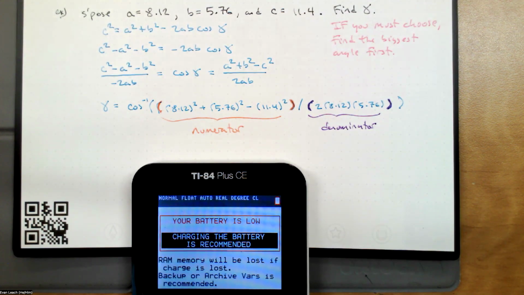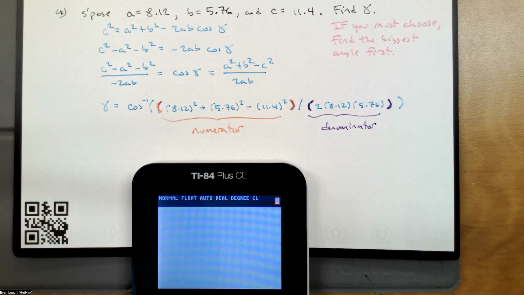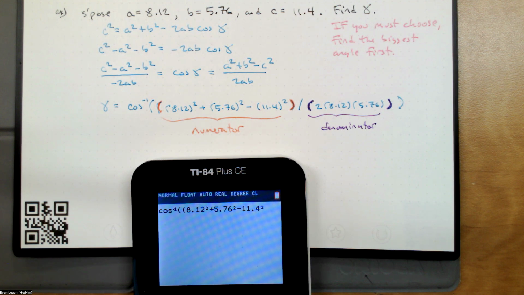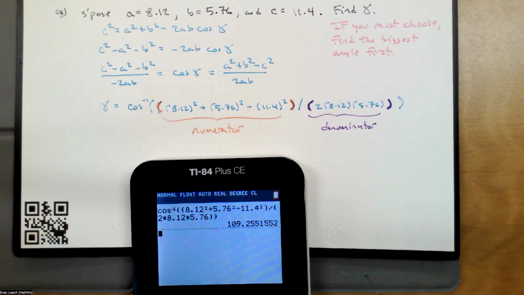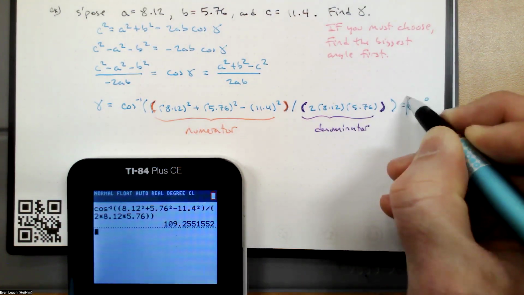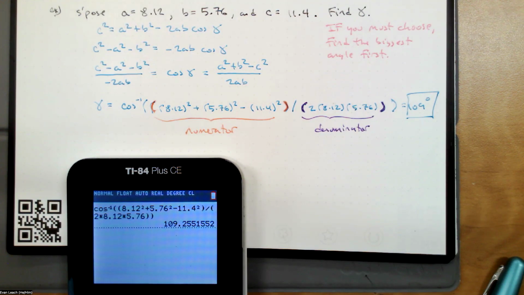And the reason I wrote it this way is that this way I could just type it like I see it. So I'll do cosine inverse of numerator 8.12 squared plus 5.76 squared minus 11.4 squared. Close the numerator, divide by, open the denominator, 2 times 8.12 times 5.76. Close the denominator, close the cosine inverse, hit enter, 109.3. We'll write 109. Keep it to 3 significant figures. Make it look like the other one.